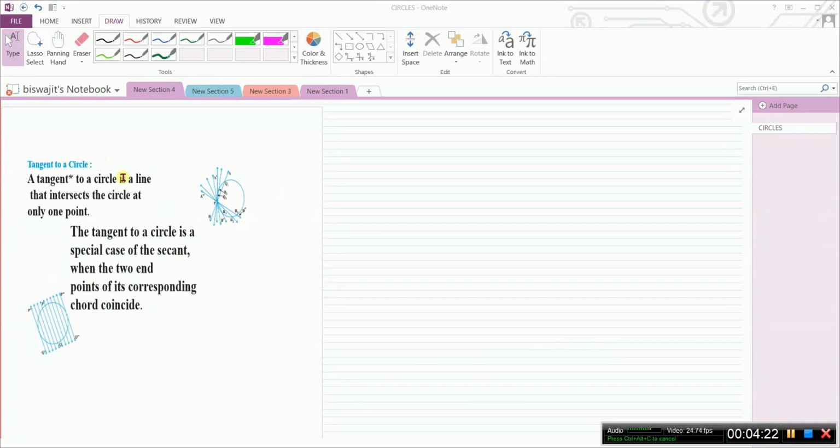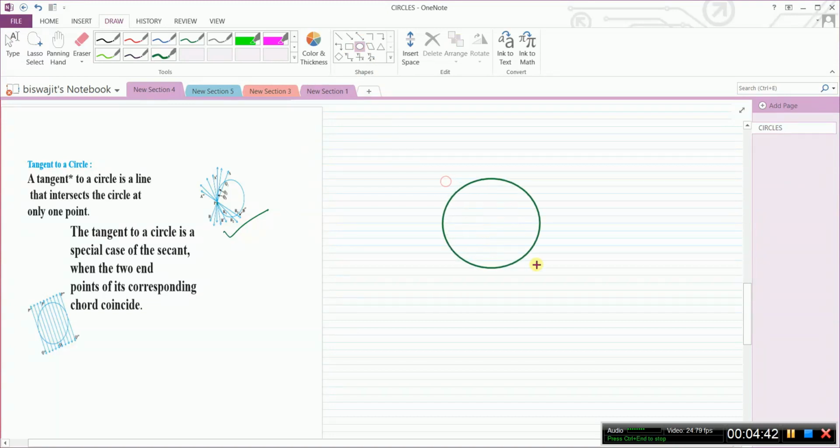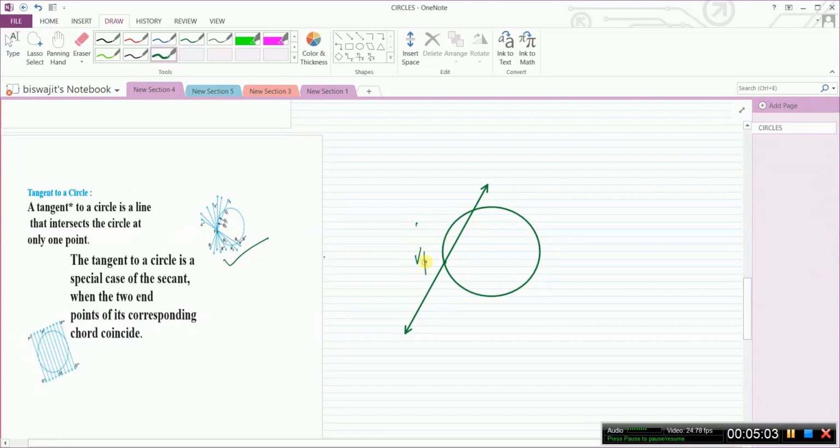Now students, we learn in the next point how many tangents can be drawn at only one point. The figure is given in your textbook. In this figure, how many tangents can be drawn at only one point? If I take one circle, and consider a fixed point here, a fixed point P, how many lines can be drawn through it?